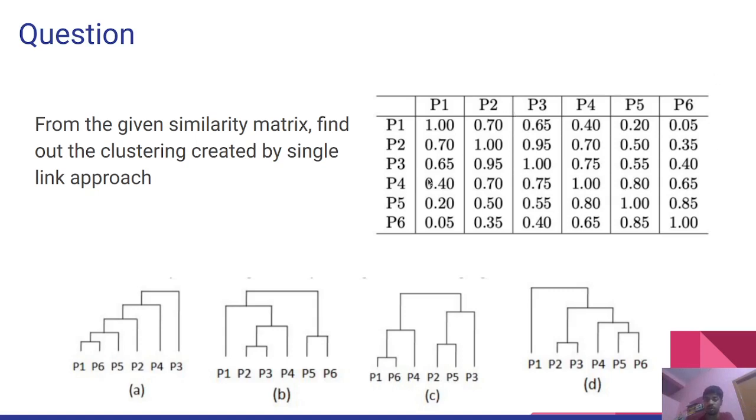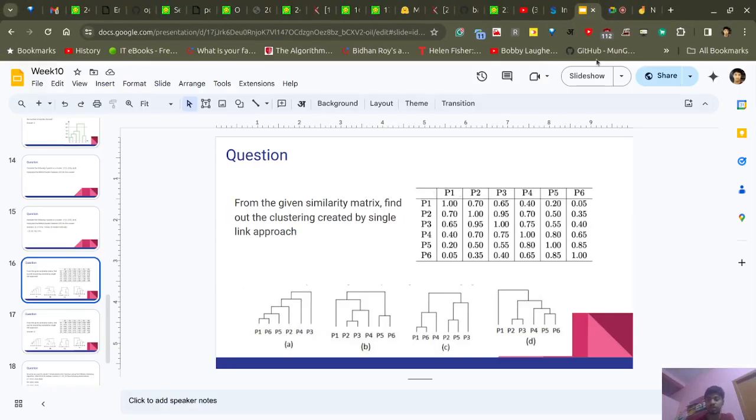Go for the one with the highest distance. Highest distance means lowest similarity. So here the lowest similarity is 0.05. So P1 and P6 we have to match first.